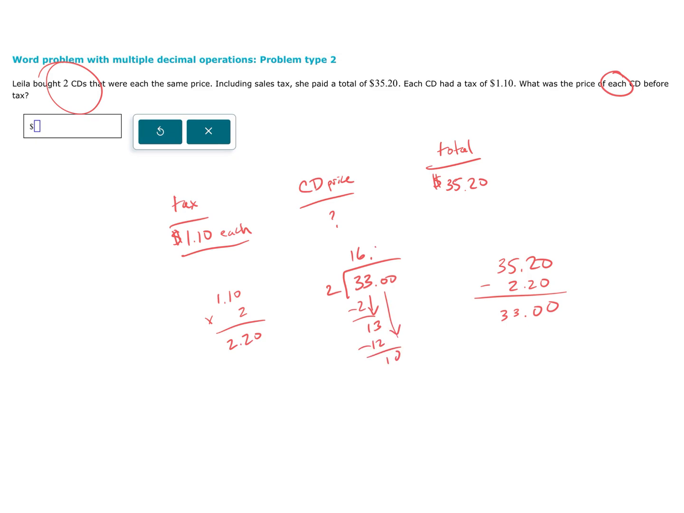Two goes into 10 5 times, and 2 goes into nothing no times. So our CDs each cost $16.50. That was a 5. $16.50 before tax.